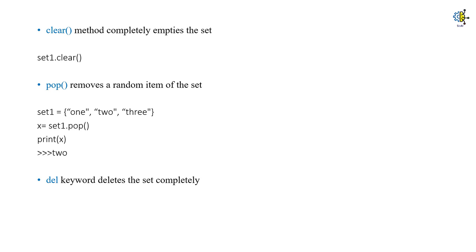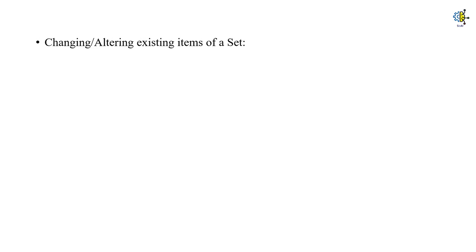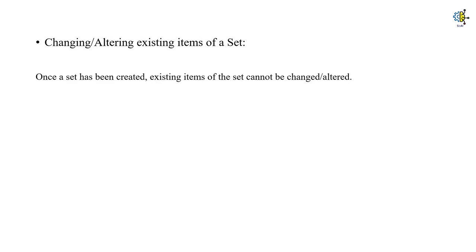The del keyword is used to delete the set completely. So if I say del set1, this will completely delete my set1. How do you change or alter existing items of a set? Once a set has been created, you cannot change or alter the existing items of the set. You can only add or delete them.